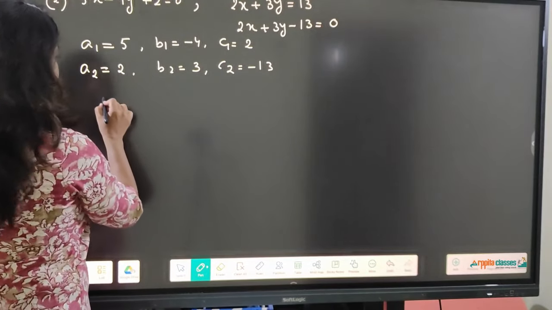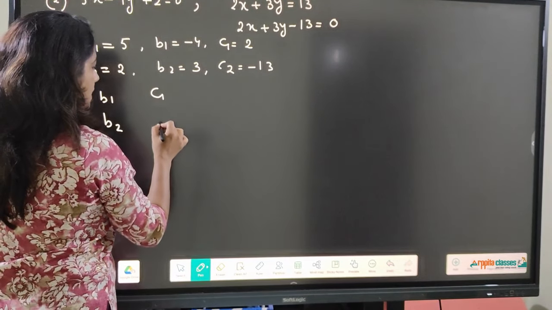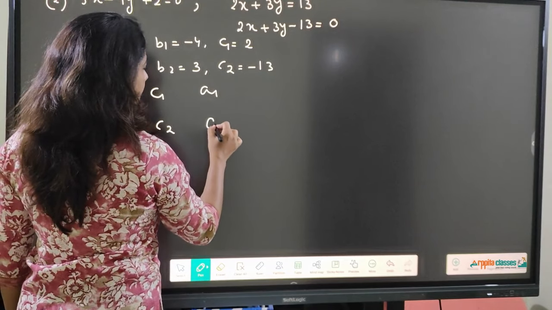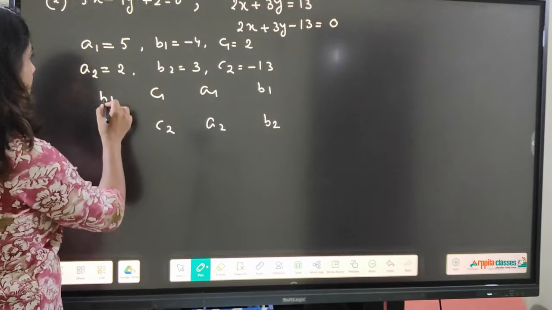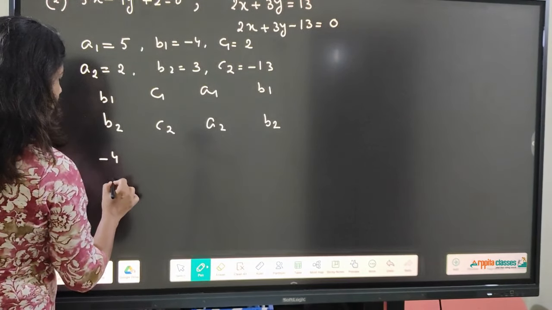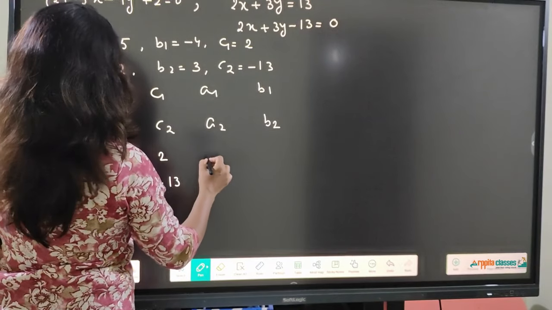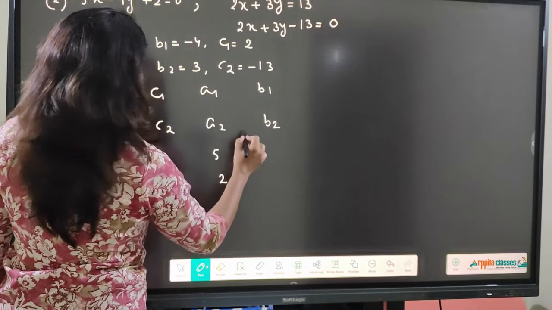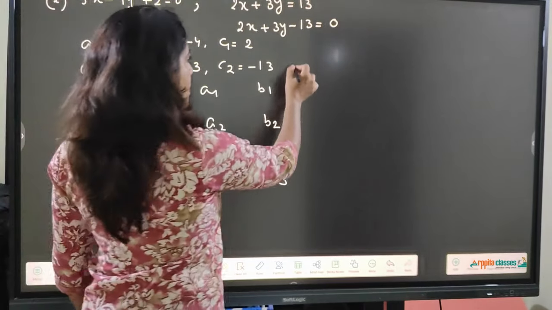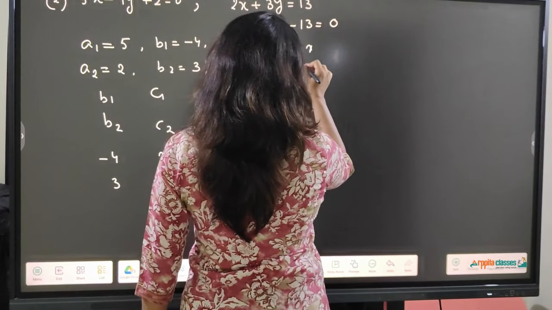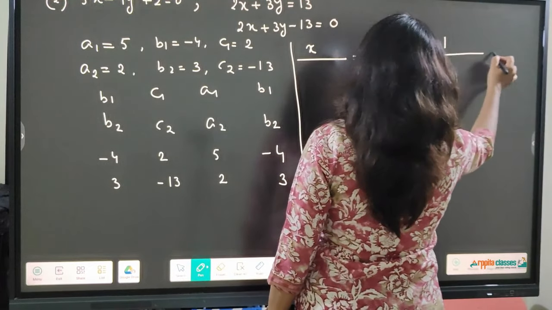Okay. Now as I mentioned, you write down this way, b1, b2, c1, c2, a1, a2 and again b1, b2. Okay. So put the values, b1, b2 is minus 4, 3, c1, c2 is 2, minus 13, a1, a2 is 5, 2 and b1, b2 is again minus 4, 3. Now we are going to write x upon something. So write x upon something is equal to y upon something is equal to 1 upon something.